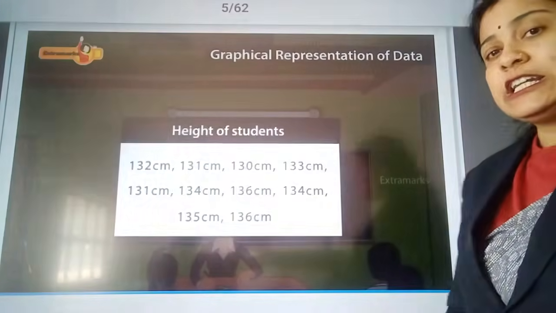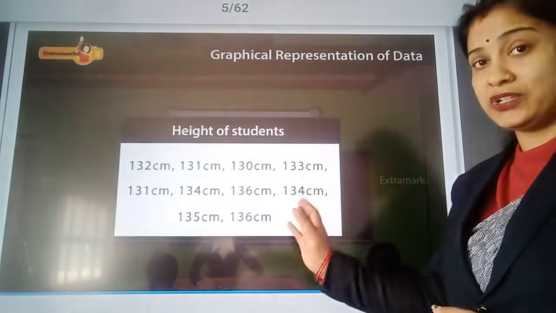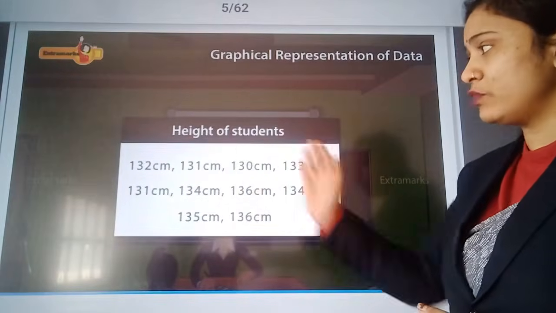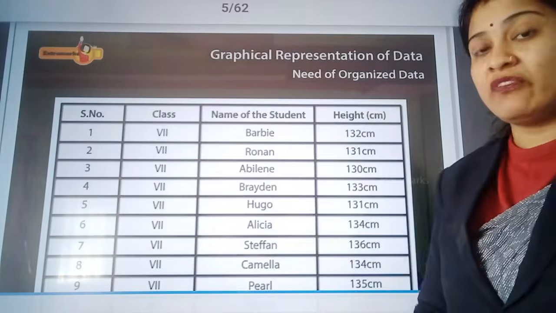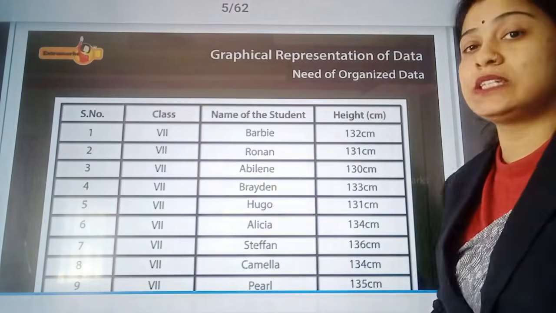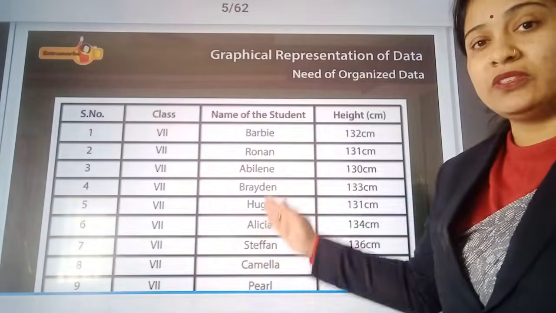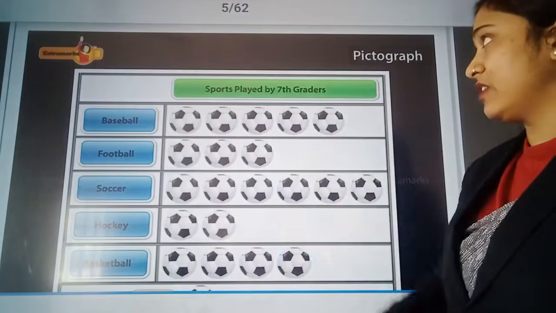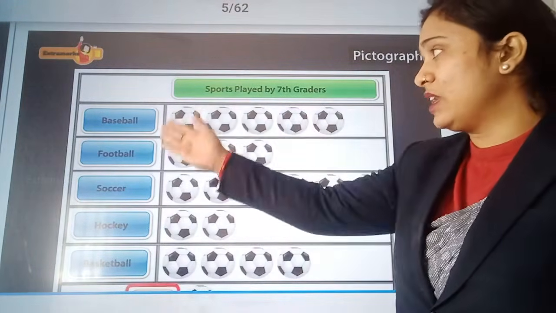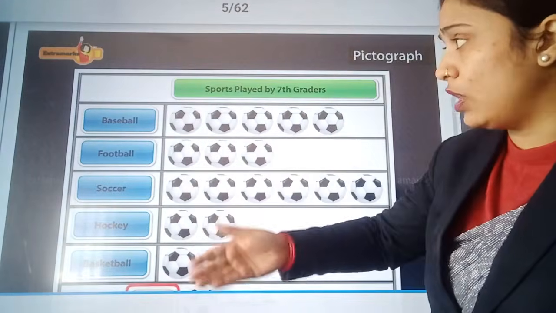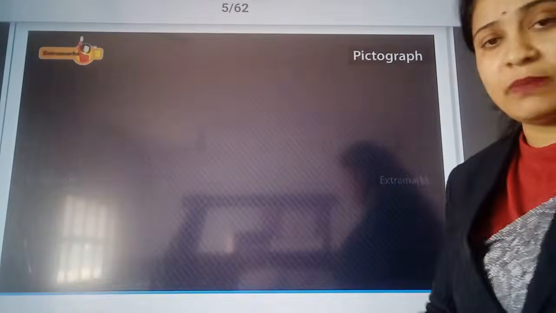Now in the class, let us see how many students have a particular height. This is the data for 10 students with their respective heights. The data given was in the form of random data. Now we have organized this data and arranged it systematically as per the class and the names, and then we have categorized it. This is how the sports played by the 7th class students are shown: how many love baseball, then football, soccer, hockey, basketball and so on.